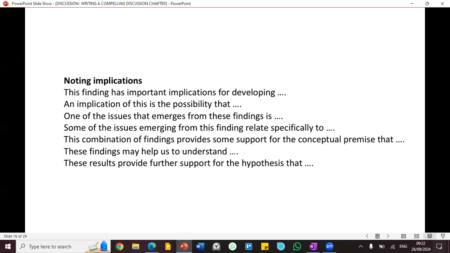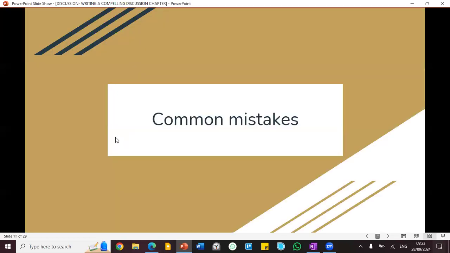These results provide further support for the hypothesis that. Of course, when you're using hypothesis, you need to have already provided those hypotheses in your chapter 1, sorry, so that you're able to make a link with whatever you are showing the reader. Good. Those are some of the phrases that you can use when you are writing your paragraph in a discussion section. But some mistakes do happen when you are writing your discussion. Let's see some of the mistakes that you can make.